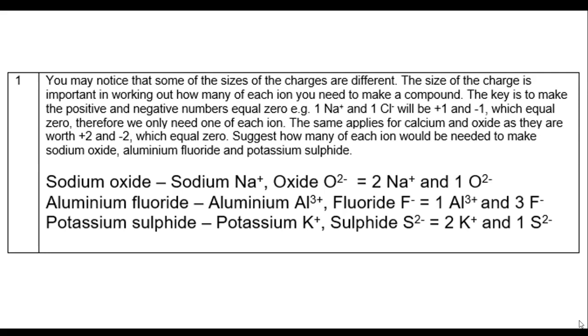For the last one then, potassium sulfide, potassium ions have a charge of +1. Sulfide ions have a charge of -2. So to make it even, we need 2 potassium ions for that 1 sulfide ion to make the charges equal. When we have the 2 potassium ions, it then gives us +2 charge, and then the sulfide ion on its own just has -2. It makes it equal.